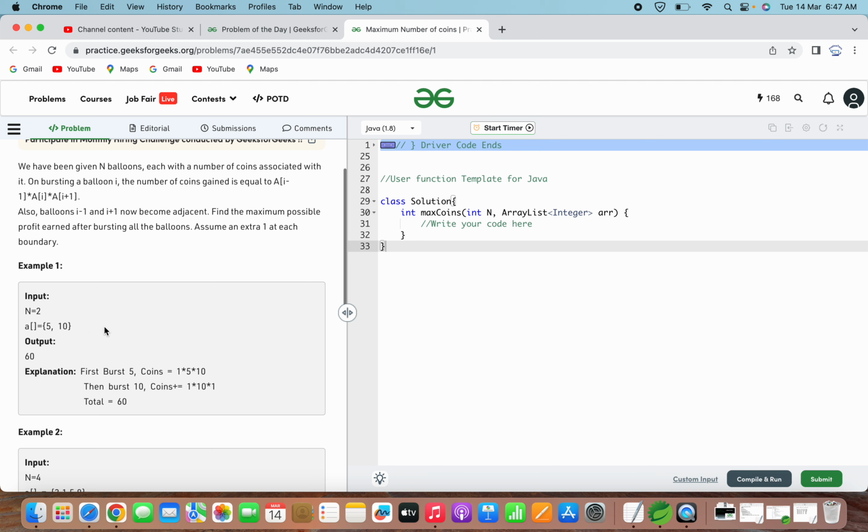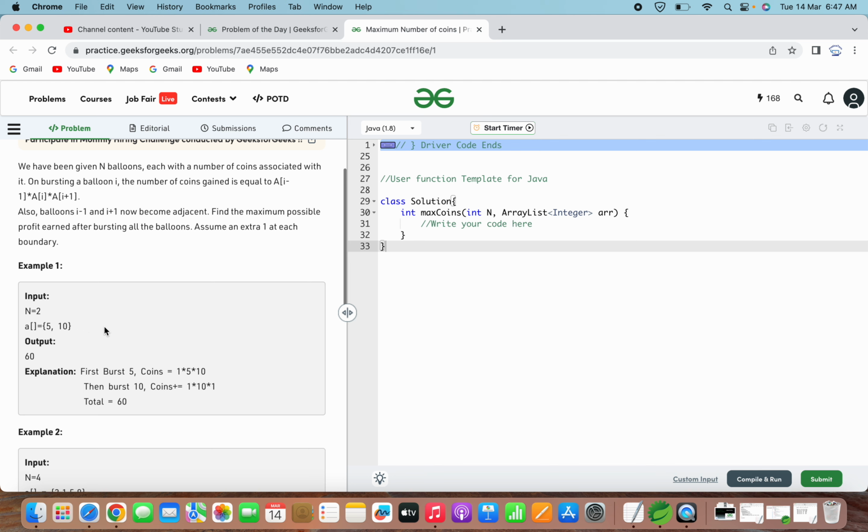So the way I said, for each subarray we are iterating over index k from I plus 1 to j minus 1. We calculate the maximum number of coins that can be obtained by bursting the balloons in the subarray one by one. Then we store the maximum number of coins in the DP matrix for the subarray from I to j, and the final answer will be stored in DP of 0 of n minus 1. So how will this be stored? I will be explaining it now.